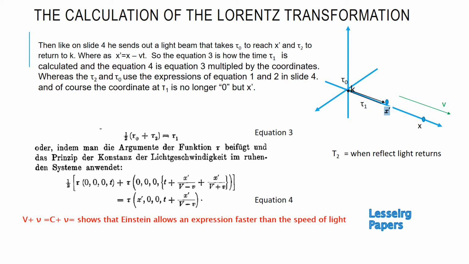According to equation 2, this should actually be C minus V, because it would be shorter since the light is flying towards the point K. So there is a confusion with his description that the motion system is moving along the x-axis of the stationary system, but the term in his equation would actually have to be T1 moving from K to X apostrophe.